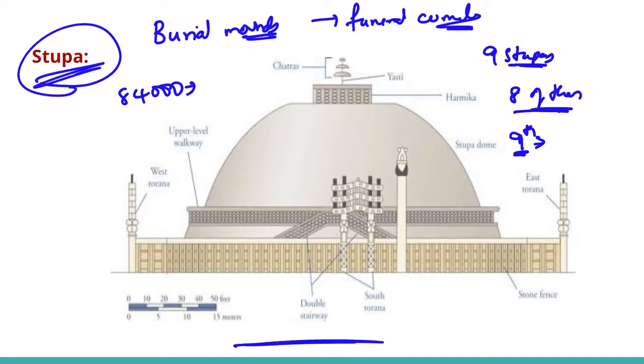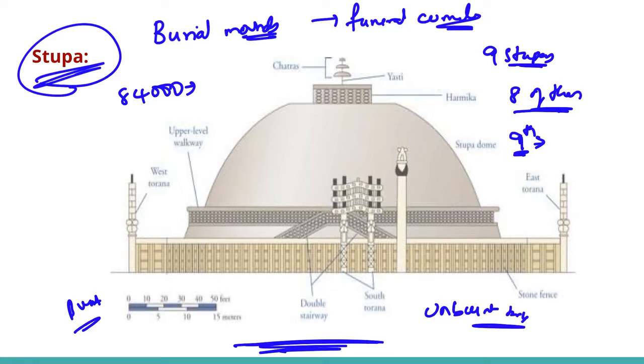So this is the basic diagram that represents the various parts of a stupa. The core of the stupa was made of unburnt bricks, while the outer surface was made using burnt bricks, which were then covered with a thick layer of plaster.